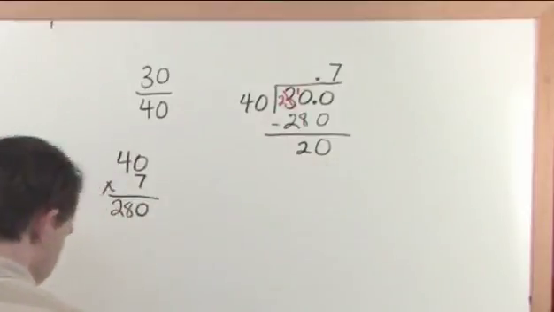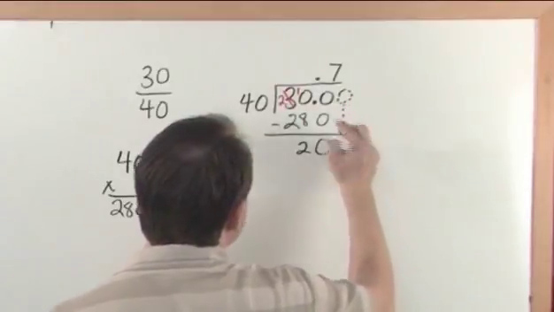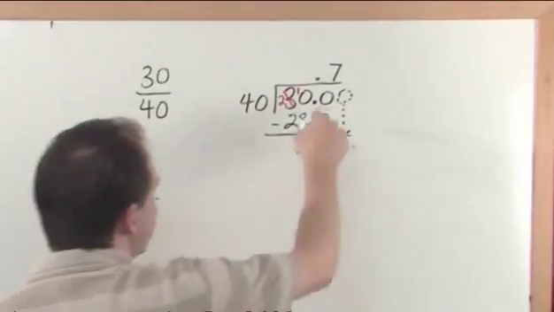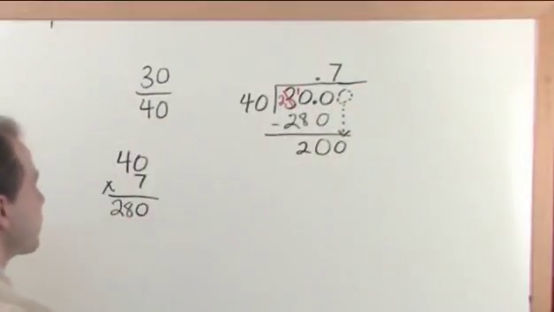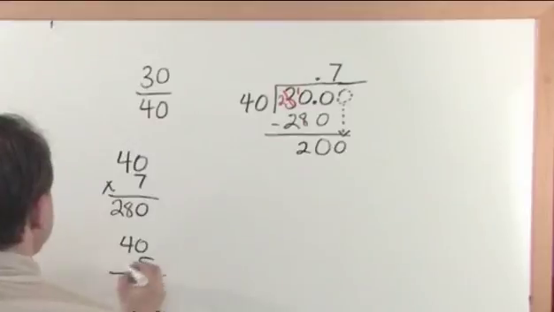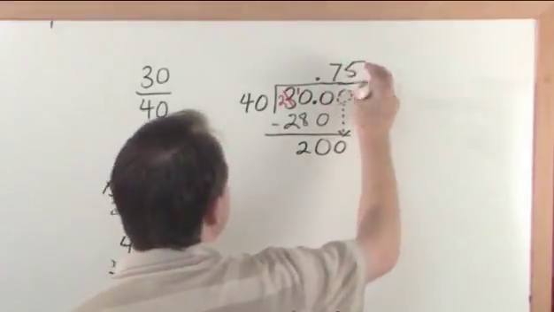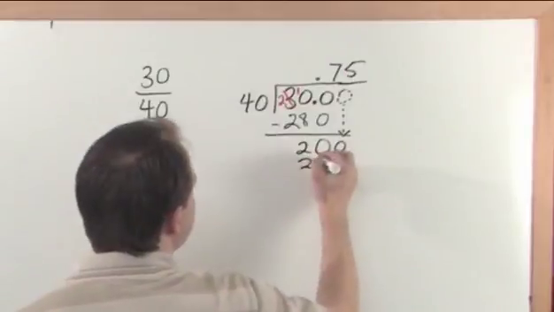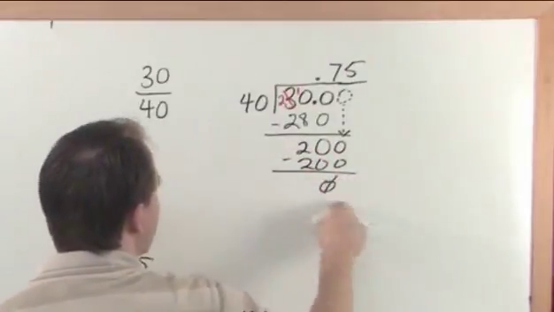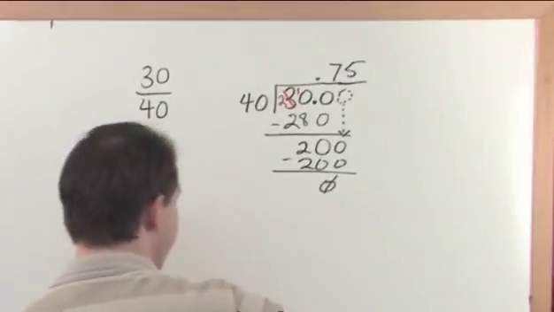I do have a remainder, but I need to drop another digit down, so I'm going to create another 0 after the decimal point, which I can always do because you can add as many zeros after a decimal as you want. So now I have 200. How many times does 40 go into 200? The answer is 5, because 5 times 0 is 0, 5 times 4 is 20. So that's 200 exactly. 5 times 40 gives me my 200, and I subtract and I get 0, so there's no more remainder. There's nothing left to divide. I'm done with this problem, and the answer is 0.75.